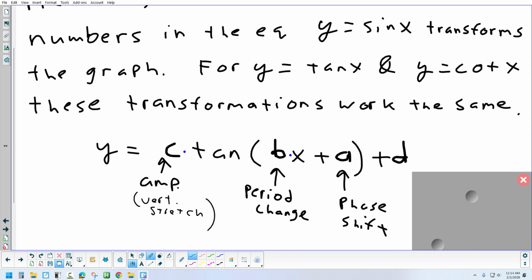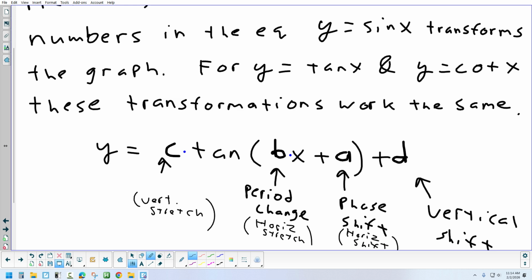In fact, I don't want to write it that way. Vertical stretch. This one's a period change, which you say horizontal stretch. Phase shift, that was the horizontal shift. And what about D? I don't know if I wrote it. Maybe it's under the box. Yeah. Vertical shift. That's your vertical shift.